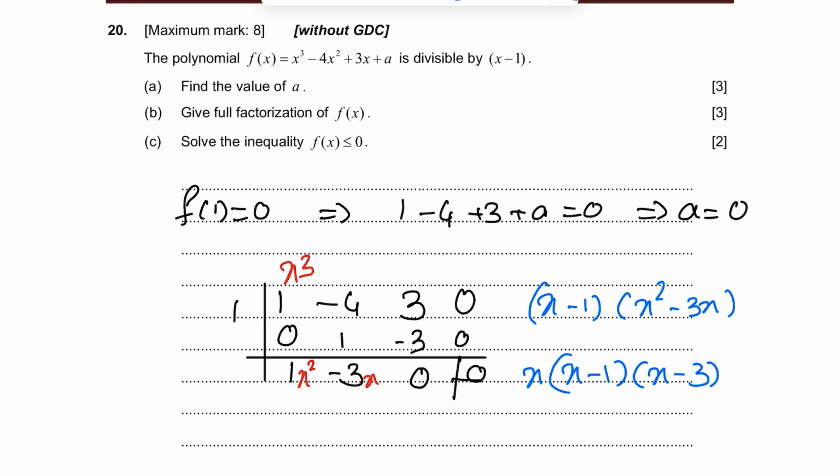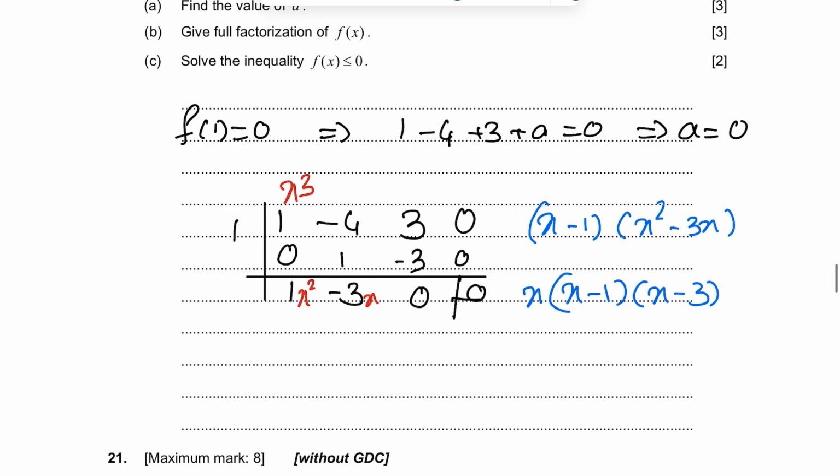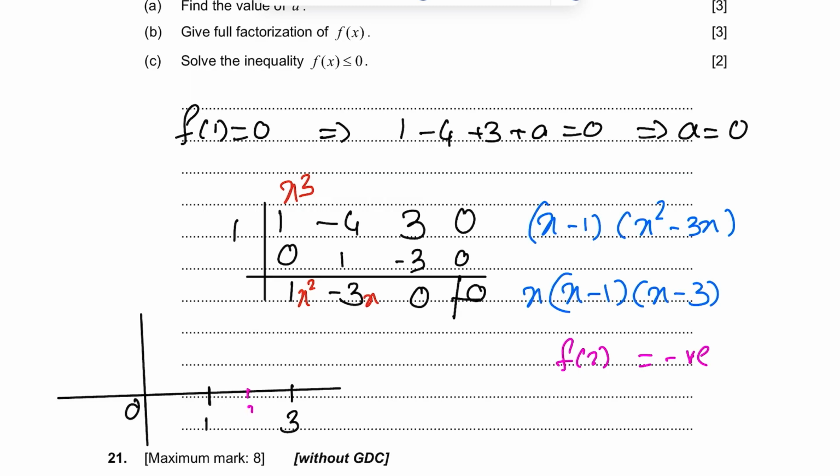Solve the inequality f of x is less than or equal to 0. When I try to draw the graph for this, I know the roots are 0, 1 and 3. Now when I plug in 2, I get a negative number. So at 2 it is negative. So the only possibility is this curve. This is a cubic curve, that should be the shape.